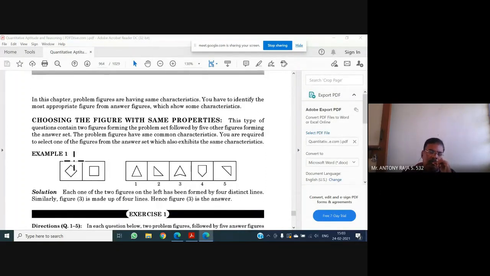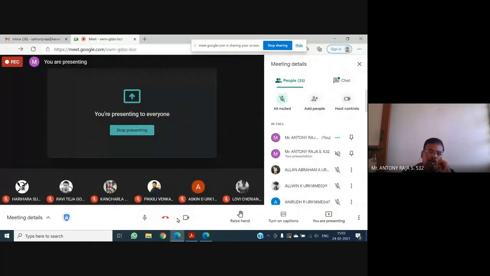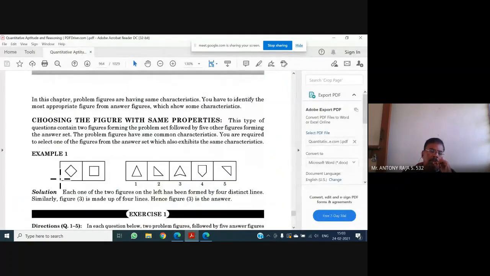Here you see that example one. This is the problem figure given. Here you see that some options are numbered as 1, 2, 3, 4, 5. So based on the problem figure, we have to find out the correct option. Okay. So that is the question. The problem figure is given. Okay, five options are given. Based on that you have to find out the correct option.